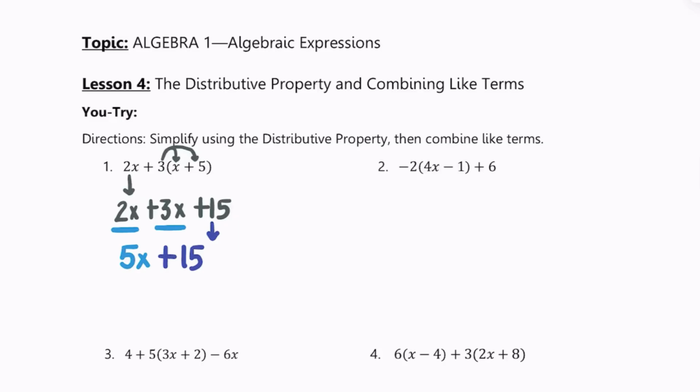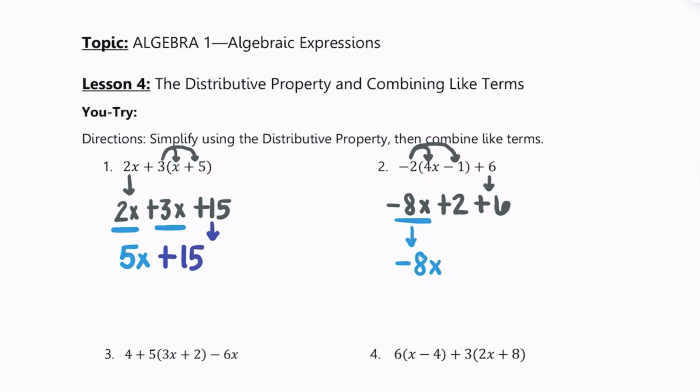So number 2, we are distributing that -2. We do see a set of parentheses. We're not distributing it to that plus 6 because it's outside of that parentheses. So -2 times 4x will leave us with -8x. And -2 times -1 will leave us with a +2. And then we're going to bring down that plus 6 that's hanging out. The only x term I see is that -8x. So I'm just going to bring that down.